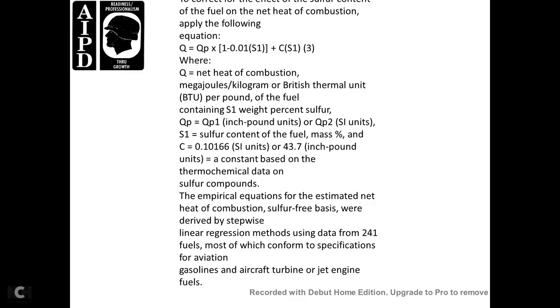To correct any of the net heat of combustion values, apply the following equation: the net heat of combustion in megajoules per kilogram or British thermal units per pound for the fuel containing S weight percent sulfur equals the sulfur-free value in inch-pound or SI units times 1 minus 0.100 times the sulfur content of the fuel by mass, plus 0.10166 in SI units or 43.7 in inch-pound units, the constant based on thermochemical data of the sulfur compounds, times S. The empirical equations estimating the heat of combustion, sulfur-free basis, were derived with the stepwise linear regression method using data from 241 fuels, most of which conform to the specification for aviation gasoline, aircraft turbine, or jet engine fuels.